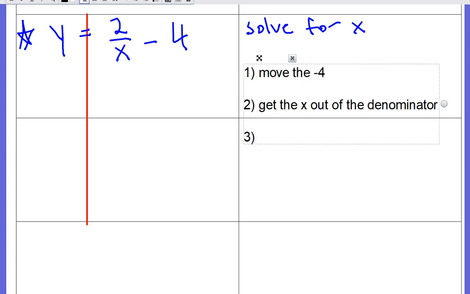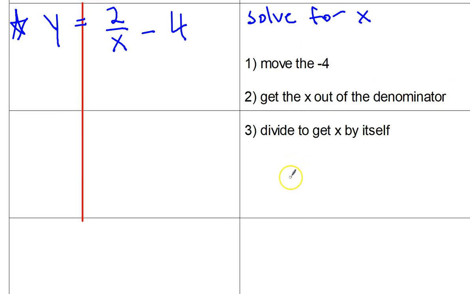Third, it's not that bad, but it's just a completely different kind of problem than we've had. First, we're going to move the 4. Then we're going to get x out of the denominator, and then we're going to divide to get x by itself. But what we divide by is going to be kind of weird. Okay, here I go. First, I am going to move the -4 by plussing 4. Now, that was the easy part.